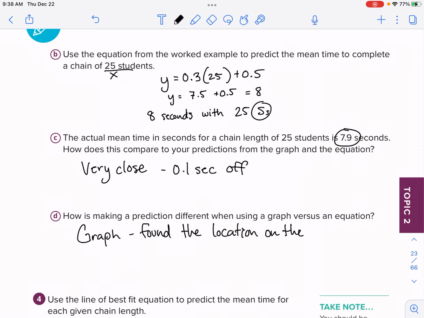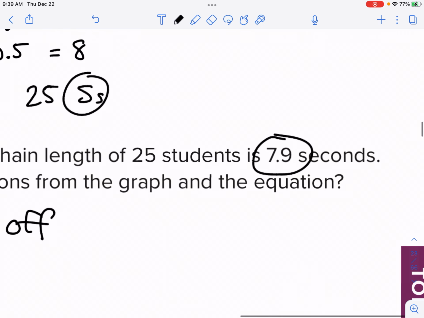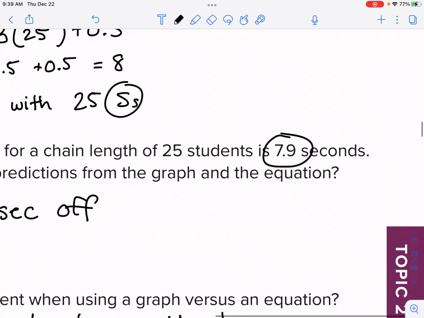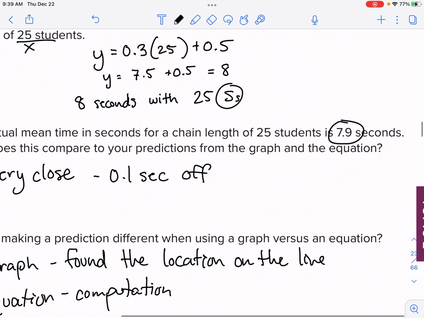Versus an equation, there's a lot of computation. I wouldn't say a lot of computation, there was some computation and arithmetic. But that gives us an estimate, while an equation gives you an exact value. Maybe when we're comparing on the graph, we don't say it's 7.9, we probably estimate to 8.